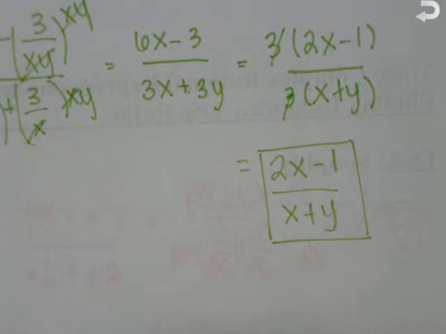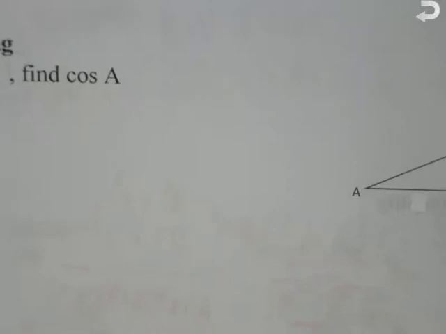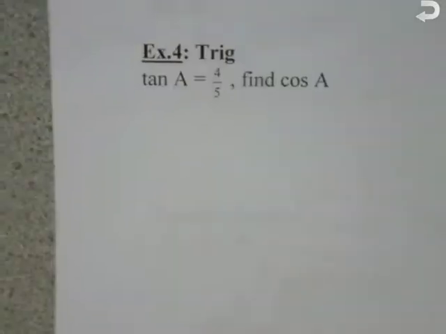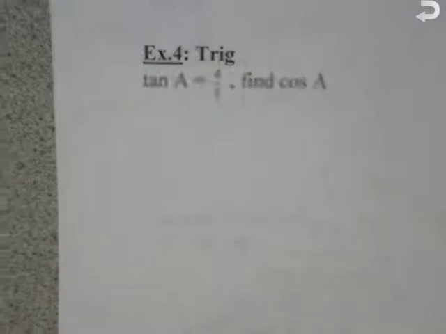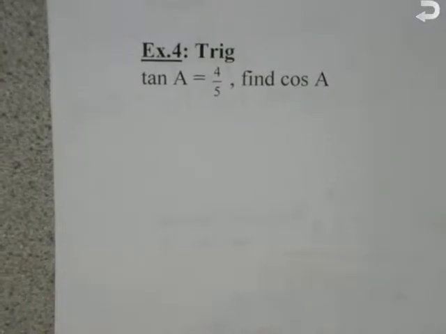Okay? Last one, and then we're done. Last trig problem. Here's what I'm going to do. I'm going to give you a trig identity. That's really blurry. And then I'm going to give you a blank triangle. So I am telling you that in my triangle, the tangent of A is 4 over 5. I want you to find the cosine of A.